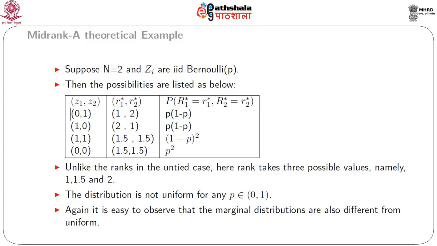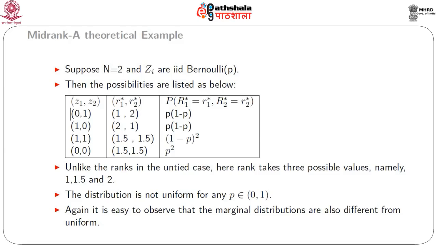So corresponding to the observation or realization 0, 1, we get the mid-rank vector as 1, 2, and this observation, that is R1 star equal to 1 and R2 star equal to 2, has a probability P multiplied by 1 minus P. Again, if we have the observed value of Z1, Z2 as 1, 1, then we get the mid-rank vector as 1.5, 1.5, and the probability corresponding to this is simply 1 minus P whole square, and in this way for the remaining possibilities we can calculate the distribution of R1 star and R2 star.